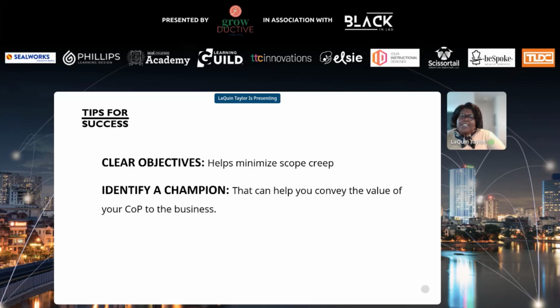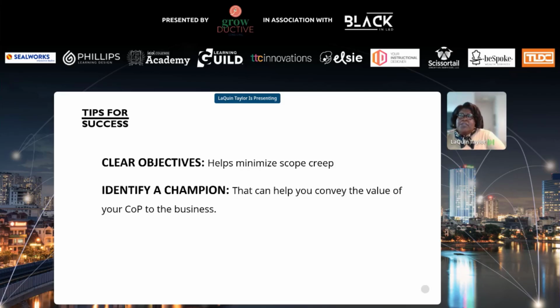Number 2, identify a champion. So in business, often they'll put you in a category as either you are making the business money or you are costing the business money. And at first glance, a COP probably looks like the latter to some leaders. Because COPs are oftentimes narrowly focused, we have to acknowledge that people who don't share the concerns or passions of your COP may struggle to see the value to the business. And having a champion with influence, they will be able to help you communicate the value and drive support of your COP with leaders. And that's extremely important.